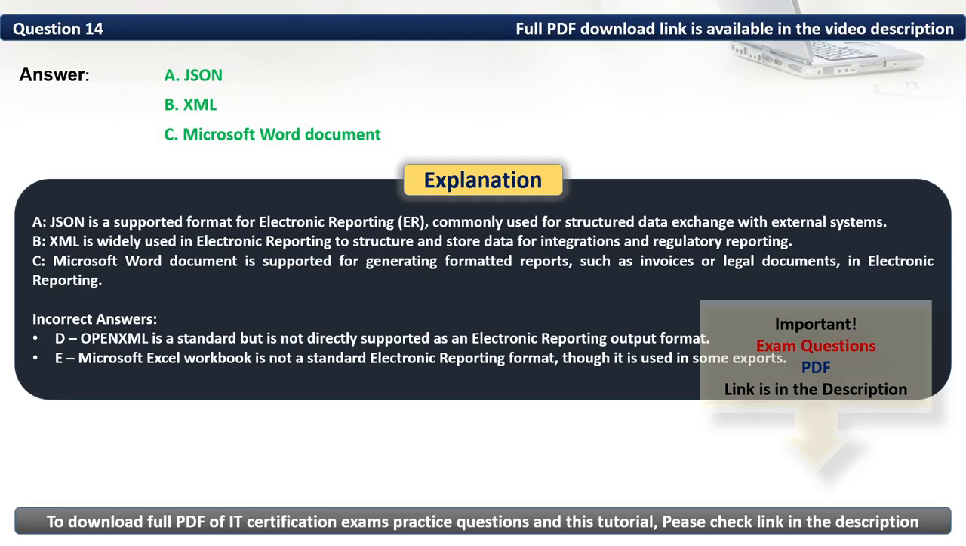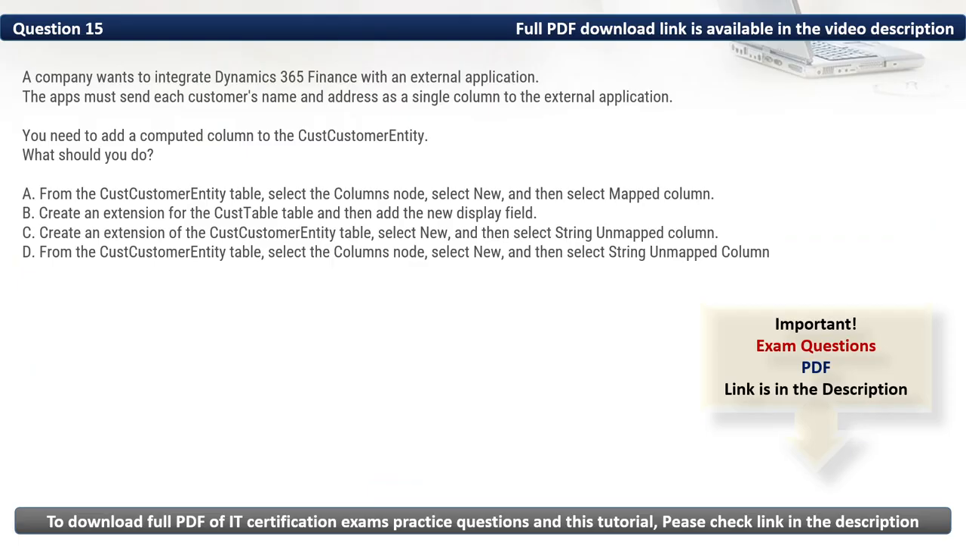About the options, A. JSON is a supported format for electronic reporting, commonly used for structured data exchange with external systems. Then we have B. XML is widely used in electronic reporting to structure and store data for integrations and regulatory reporting. Then we have C. Microsoft Word document is supported for generating formatted reports such as invoices or legal documents in electronic reporting.